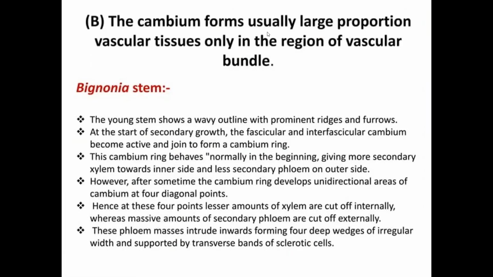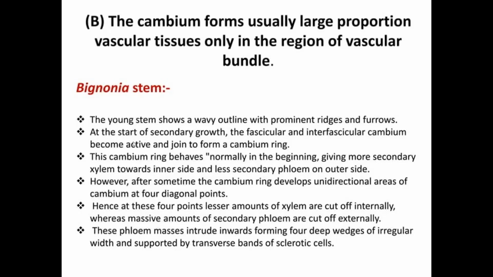The second example is where the cambium produces a large proportion of vascular tissues only in the region of the vascular bundle. An example for this is the bignonia stem. The young stem shows a wavy outline with prominent ridges and furrows.